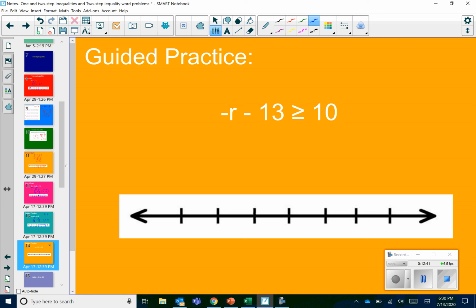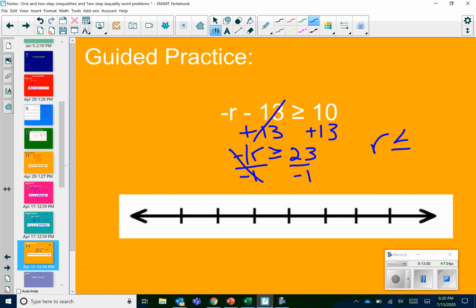Okay, again, a negative variable here. First, let's eliminate our constant. We're going to add 13 on both sides. That leaves me with negative r is greater than or equal to 23. And then to get rid of my negative, I'm going to divide through by negative 1, which means my symbol is going to flip. And 23 divided by negative 1 is negative 23.